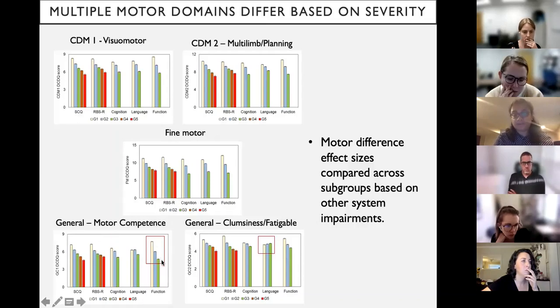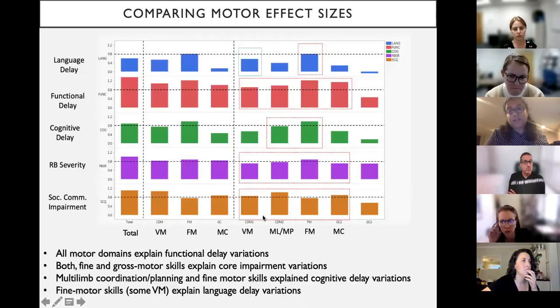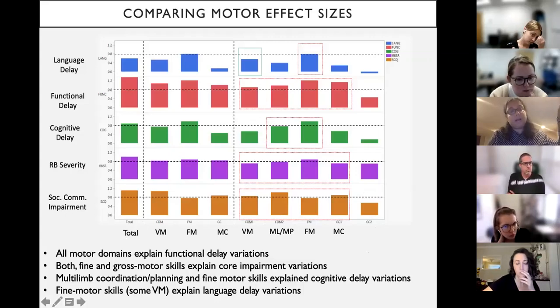And so that is what I'm looking at in this second graph here. I have plotted total scores of DCDQ, those standard subdomains of DCDQ, and also the 5 subdomains that were based on confirmatory factor analysis. And what you see here in these boxes is effect sizes. So on the y-axis are effect sizes between that first and the last group. How much variation in motor performance is explaining variation across those subgroups based on other impairments.